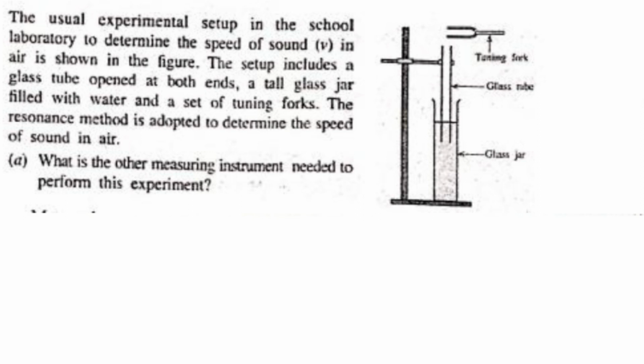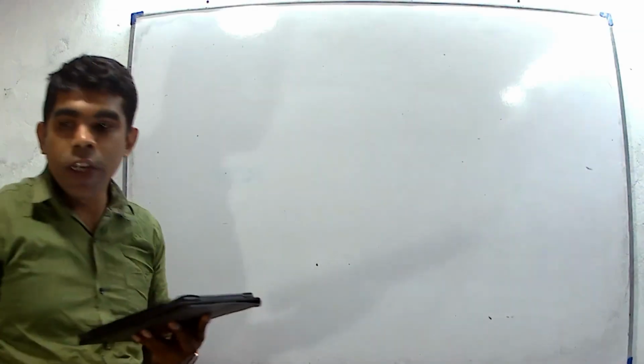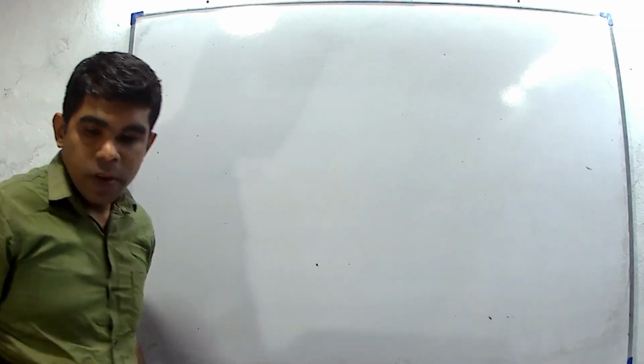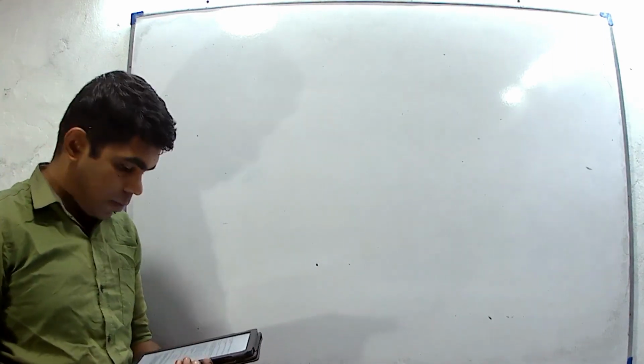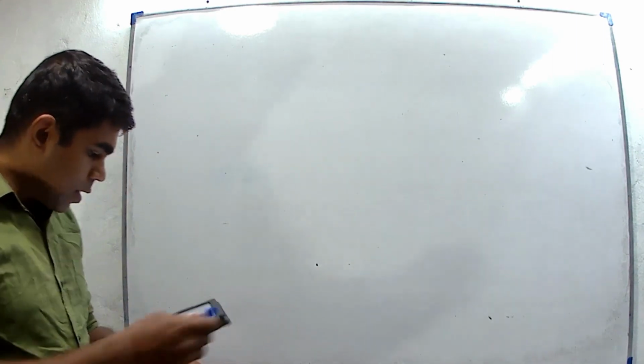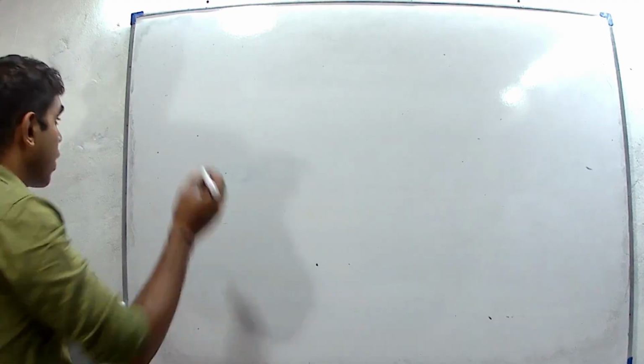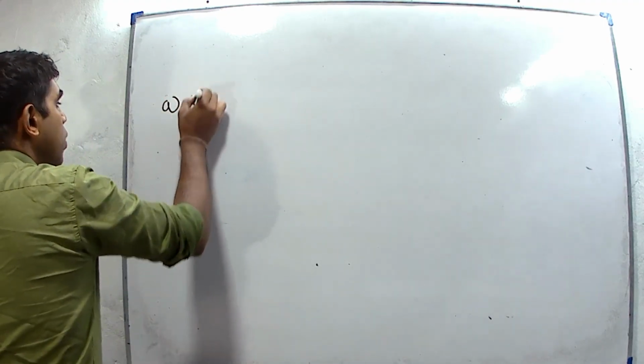Part A. What is the other measuring instrument needed to perform this experiment? They have not given the meter ruler. It is compulsory to use the meter ruler for the experiment. Therefore, we have to write meter ruler.